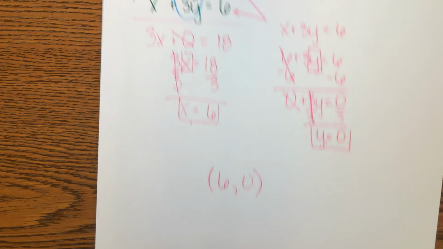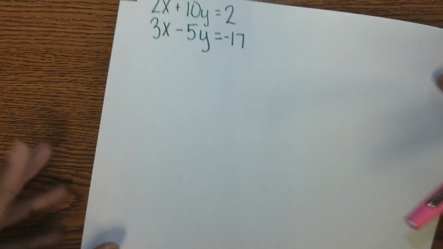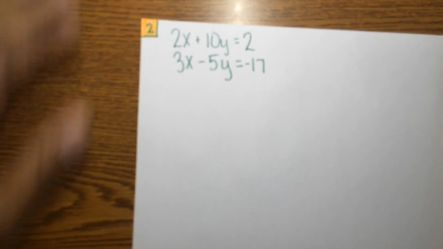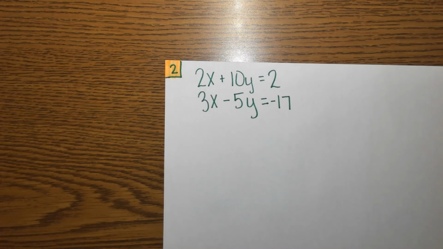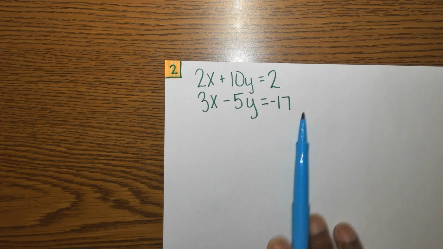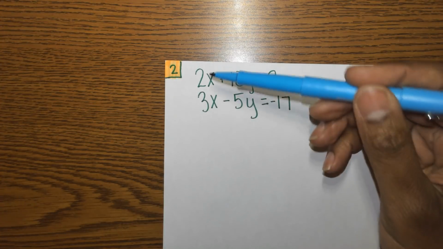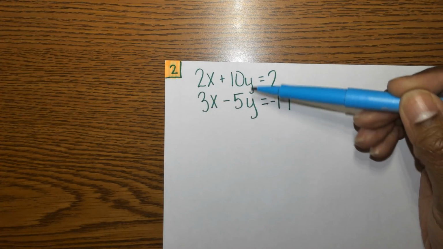Now, this was just a reminder of what we've been doing, but let's take a look at what happens if I don't have 0 pairs to cancel out. If I look at this problem, what I have is 2x plus 10y equals 2, and 3x minus 5y equals negative 17. Well, there's no 0 pairs here. 2 and 3 are not going to cancel. 10 and 5 are not going to cancel.